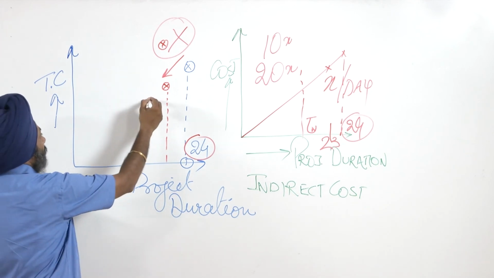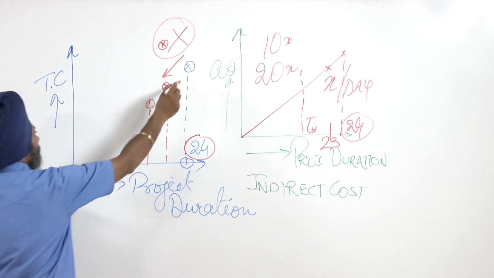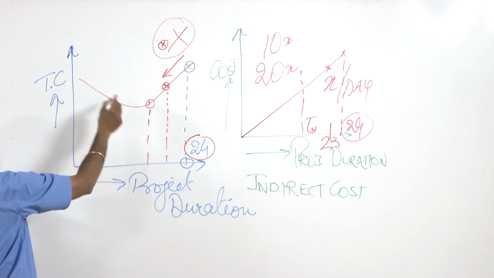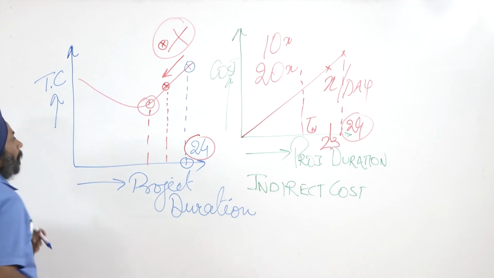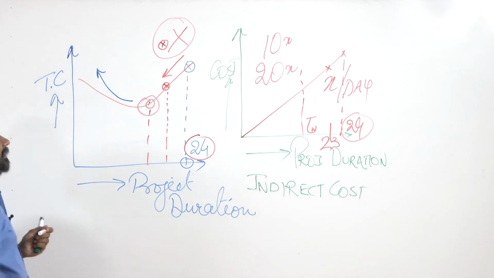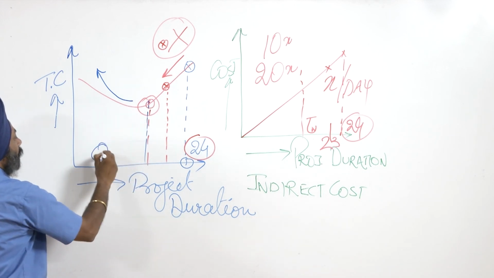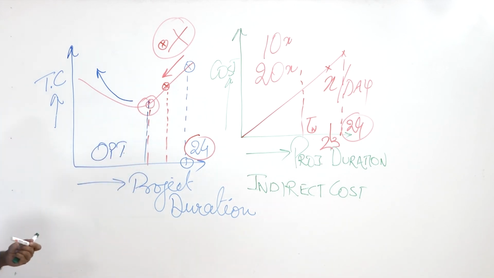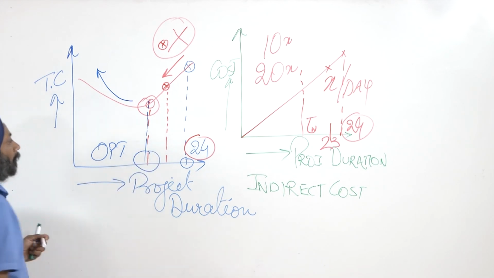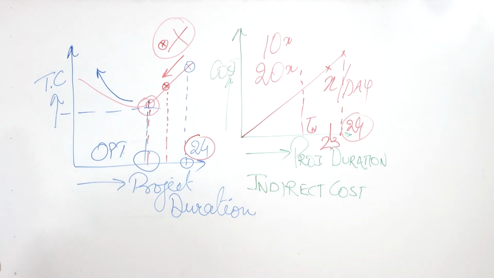Maybe further we can come down to 22 days also, and then this graph may take this form. So we will say this is my optimal project duration. After that, the cost of the project has started to increase again. So what is my focus area? My focus area is the optimum duration of the project for which the total cost is minimum. So this is the duration that we have to calculate.